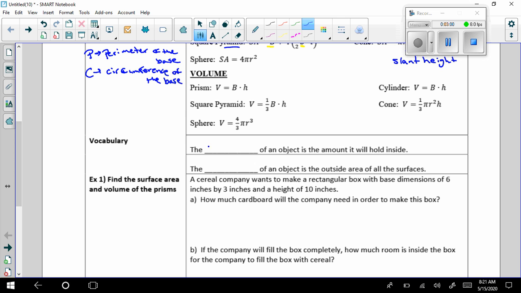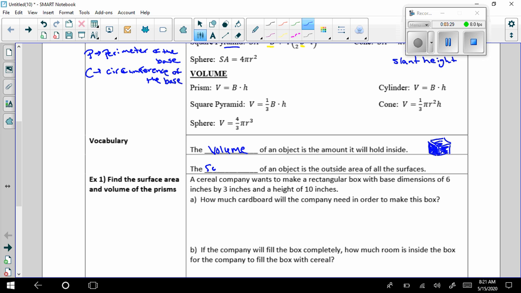Okay, the volume of an object is the amount that it holds inside of it. It's going to be a three-dimensional measurement. And so like we have this cube here, it's what it will hold inside of it. So how much water, for example, or whatever, can we put inside this cube?